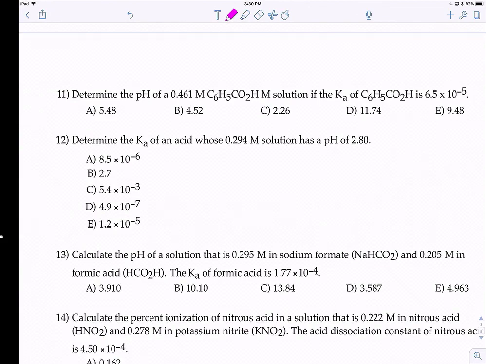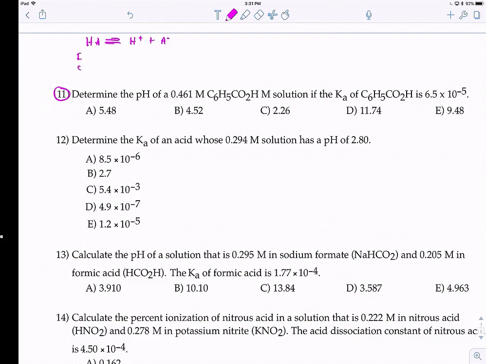Okay. Determine the pH of a 0.461 molar benzoic acid solution if the Ka of benzoic acid is 6.5 times 10 to the minus 5. Okay, so this one here, I know it's benzoic acid, but generic acid, HA, is in equilibrium with hydrogen ion plus the conjugate acid anion.